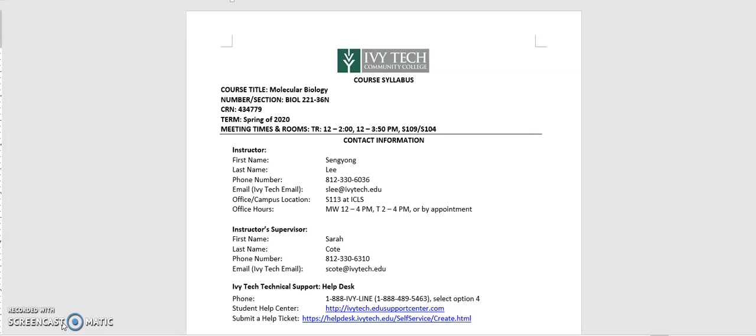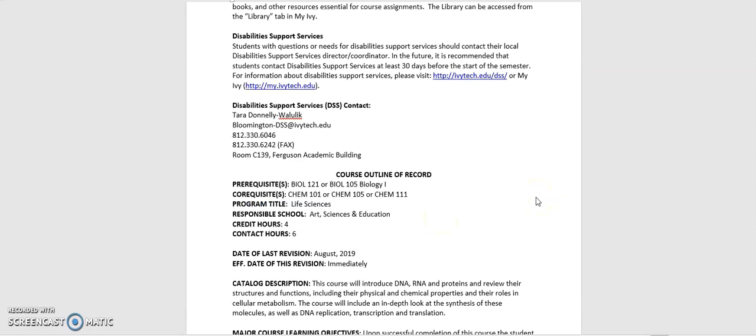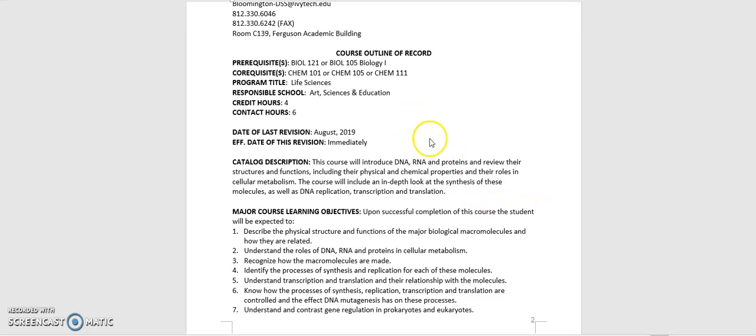So this is a course syllabus. Here's my contact information, of course. Let's take a look at the course content a little bit. This course is offered after students take biology class. Biology 105 is a prerequisite, and the co-requisite for the course is chemistry 105. So at the same time, students will be taking chem 105 with this course.